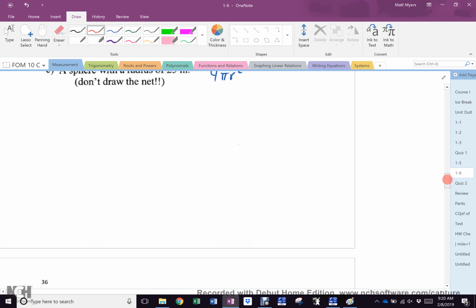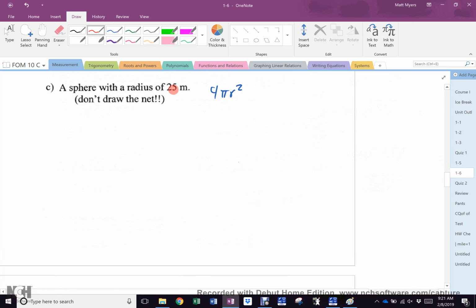Next one. 4 pi r squared. I gave you the r. 4 pi times 25 squared, which is 4 pi times 625, which is 2,500 pi, or something like 7,900 and something. Yeah. Okay. You will notice that I always leave in pi if I can, because I can do it in my head.